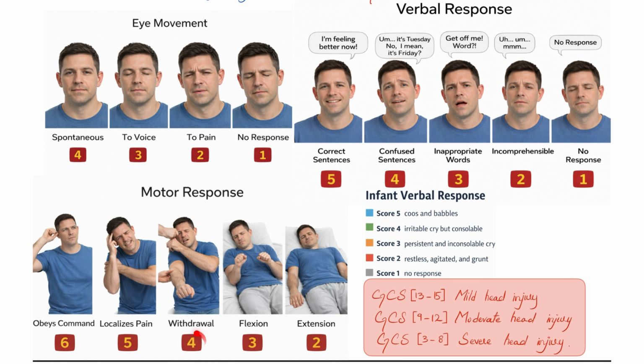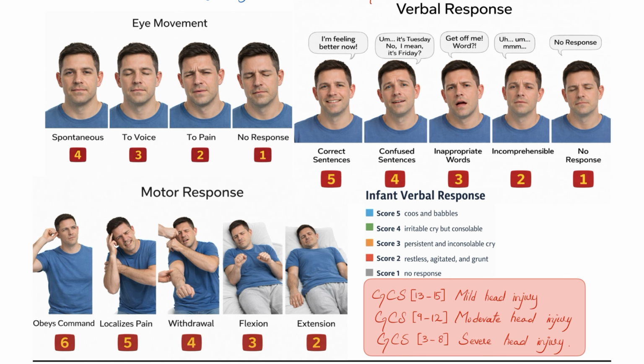And if the patient has withdrawal reflex, like you have pinched his arm and he withdraws his arm, so it is score 4. But if you give pain to the patient and there is flexion of upper extremities and extension of lower limbs, then this is score 3. And if there is extension of both upper and lower limbs in response to pain, so this is score 2. And if there is no response, this is score 1.